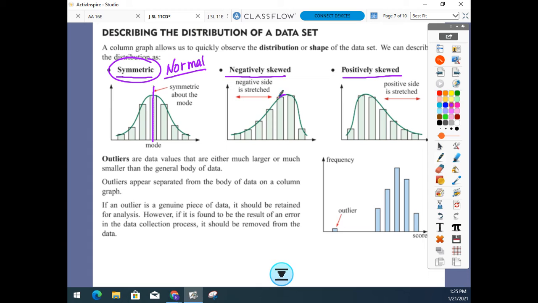Negatively skewed, that's when the high part is on the right and the tail goes to the negative side, that's where it's negatively skewed. So your mode is on the right and it's skewed left or negatively skewed. Positively skewed is when your mode is on the left and your tail goes to the positive side, or right skewed, I've also heard that said.